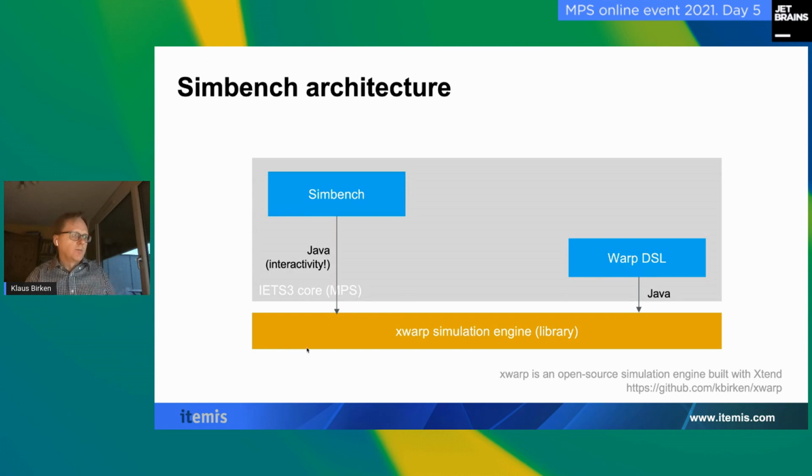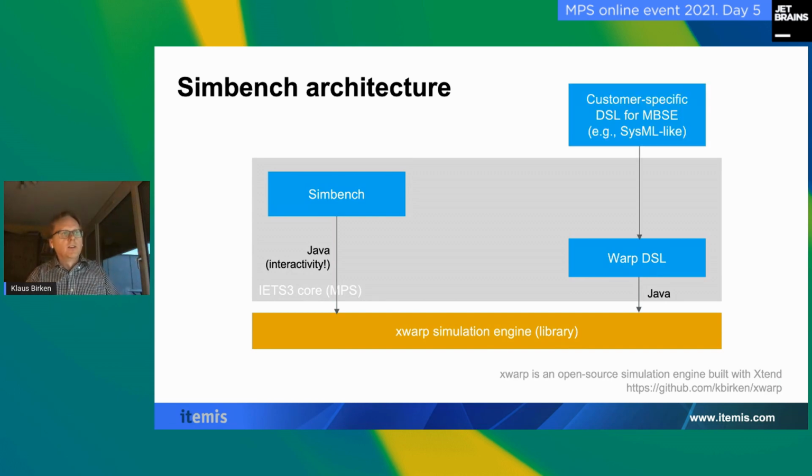And on the other hand, we will get results from the simulation and we will lift them back into the model. Meanwhile, after we have built this solution on the left-hand side, we built this warp DSL, which is a low-level language which can be used to use warp directly. As is indicated by the different levels of blue boxes, the abstraction level of warp is much lower, and there's additional functionality in Simbench which we don't have in this warp DSL. But we have built this to be able to build customer-specific DSLs for systems engineering and to map them to warp.